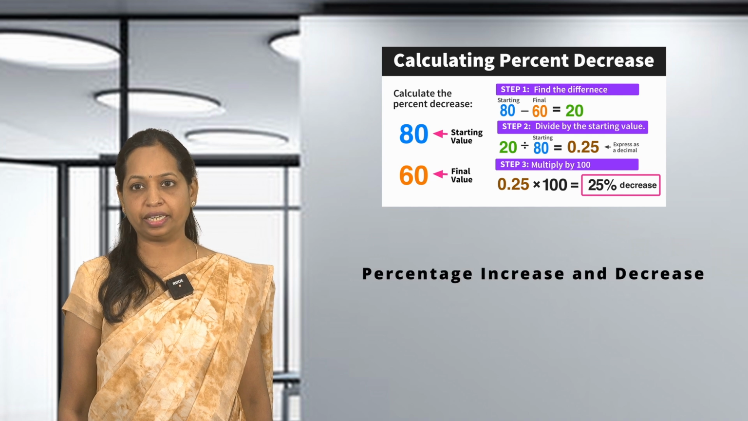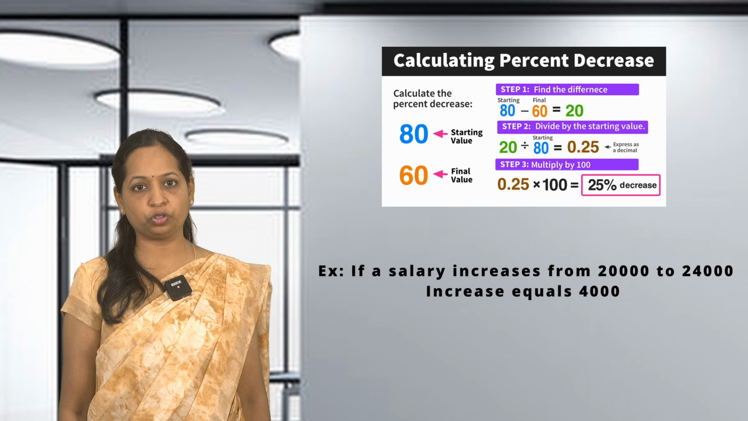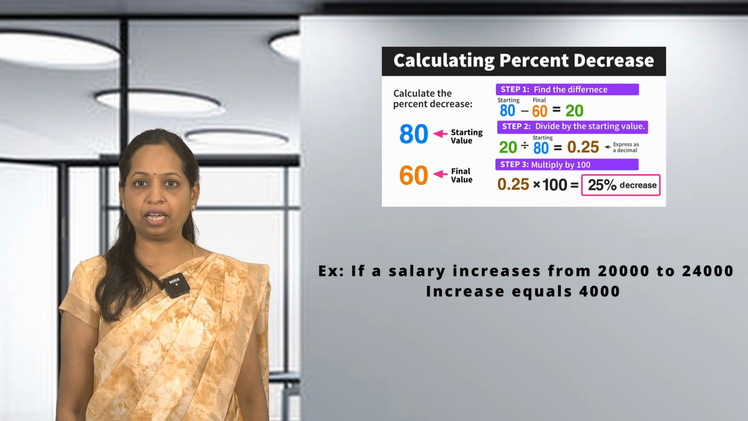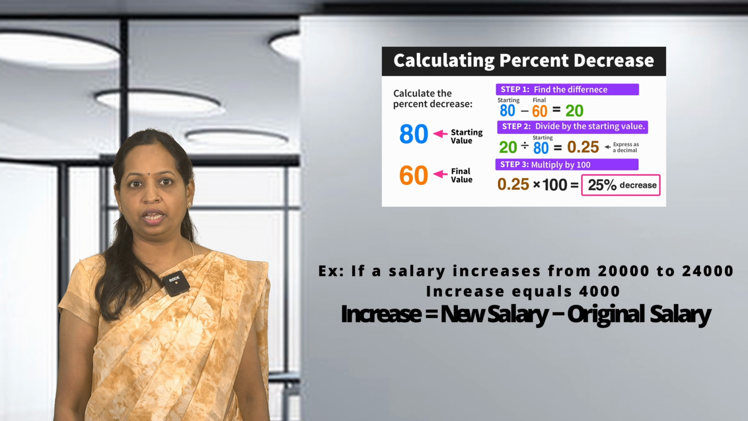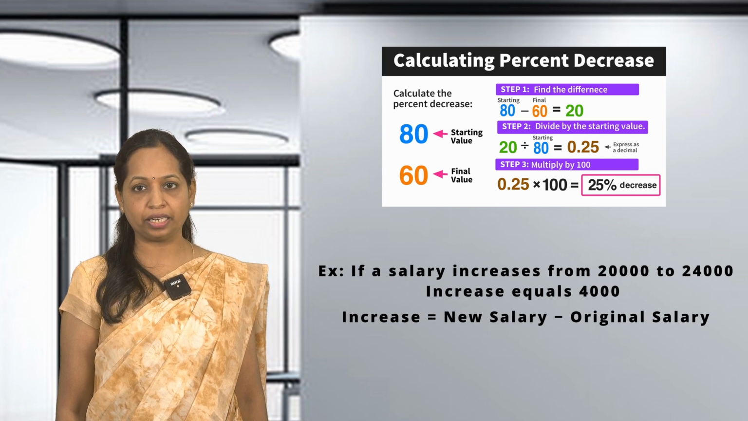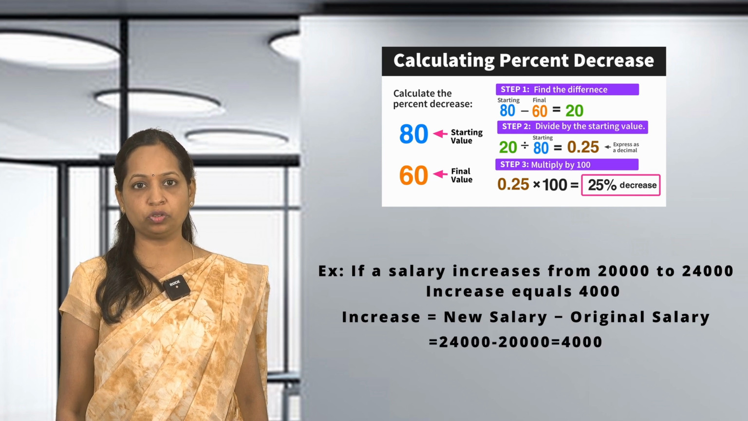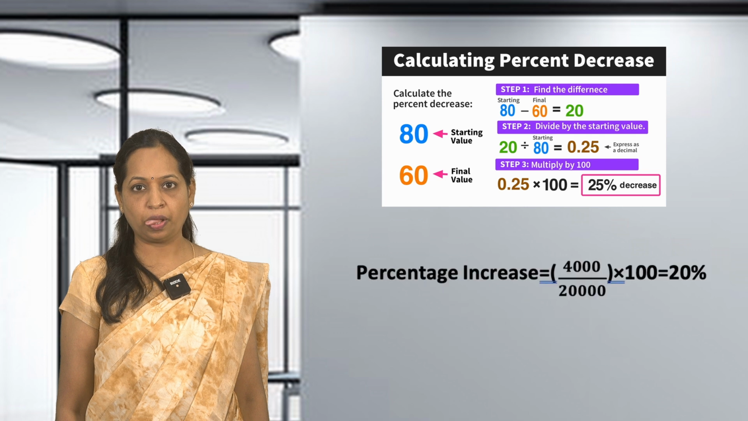Percentage increase and decrease. Example, if a salary increases from 20,000 to 24,000, the increase is equal to new salary minus original salary, that is 24,000 minus 20,000, which is equal to 4,000. Percentage increase is equal to 4,000 divided by 20,000 into 100, which is equal to 20%.